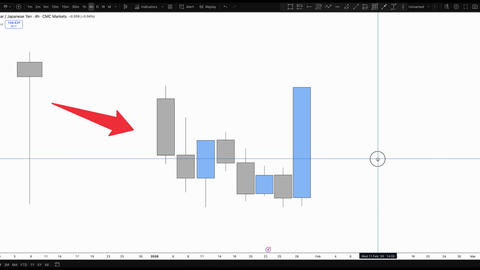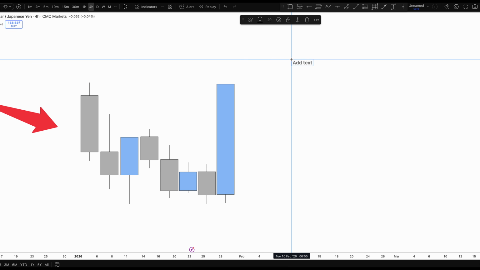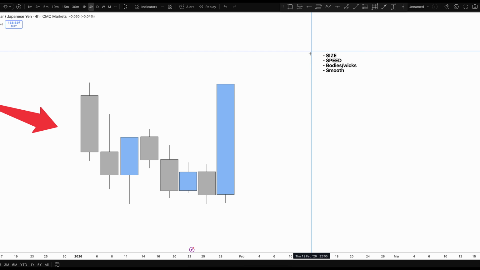Okay, so there are a few different elements that we need to talk about. Again, we look at the size of movements or size of candles. We look at the speed of movements, and then we look at the bodies and wicks. And we also look at how smooth up or down moves are, okay? So these are the 4 things that we need to go through today.